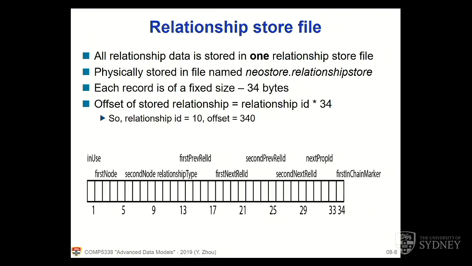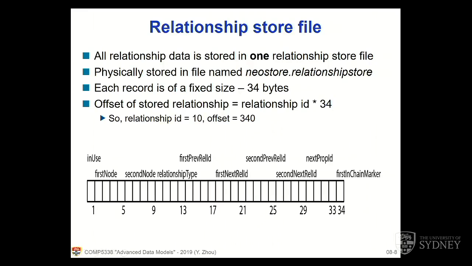Now let's see how relationships are stored. Again, there's a particular file storing all the relationship data. It could become pretty big. It's stored in a single file, and depending on the versions, the file name could be different. At the moment, it's called neostore.relationshipstore.